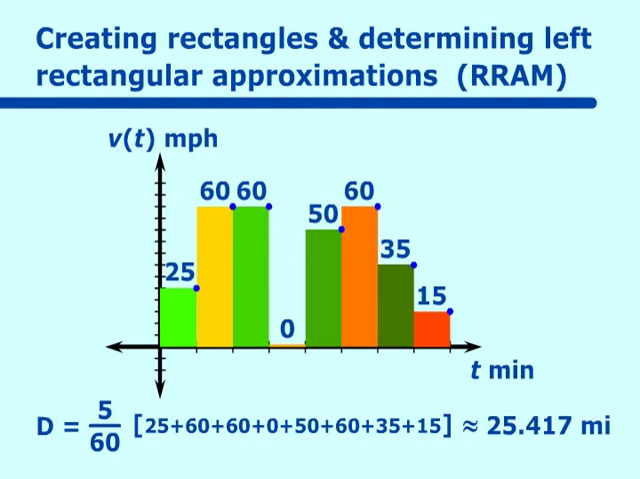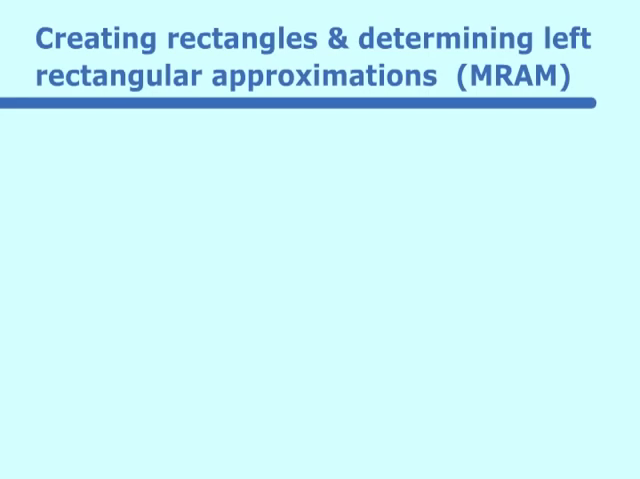So we have our left rectangle approximation method and our right rectangular approximation method. Of course, one gives a lower estimate, as you can see, and one gives a higher estimate. We have one that is a little bit more accurate, and that's called M, or midpoint rectangular approximation method. The way we do that one is to take the average between the two points on either side of the interval in question of that rectangle we're creating.